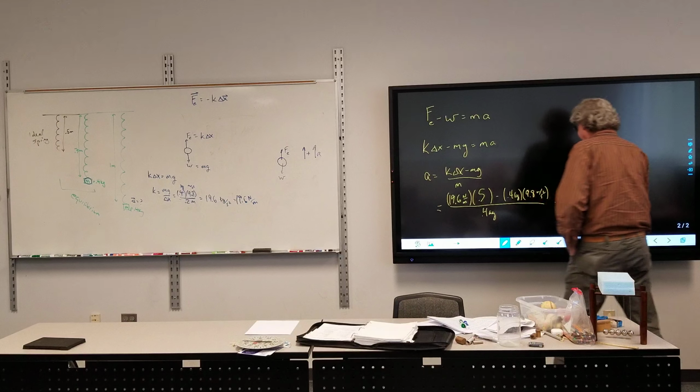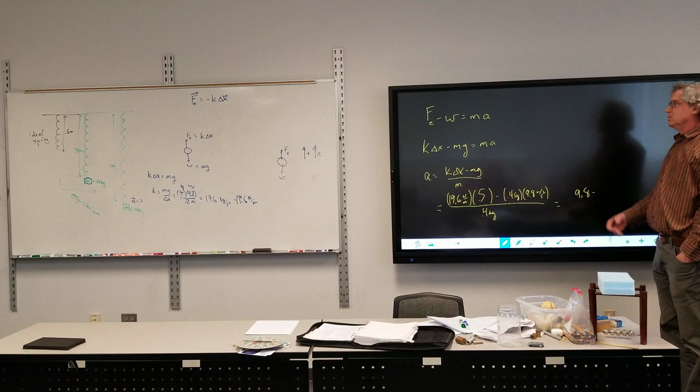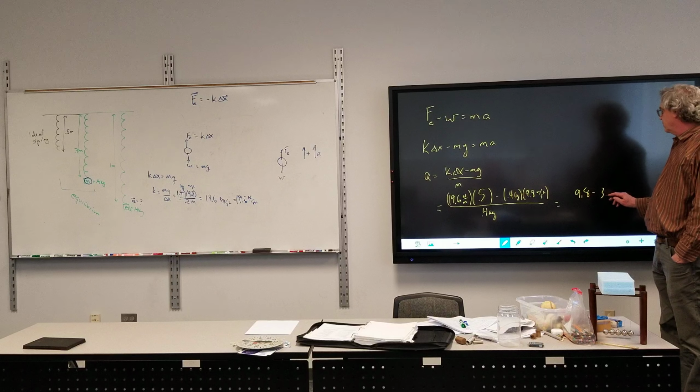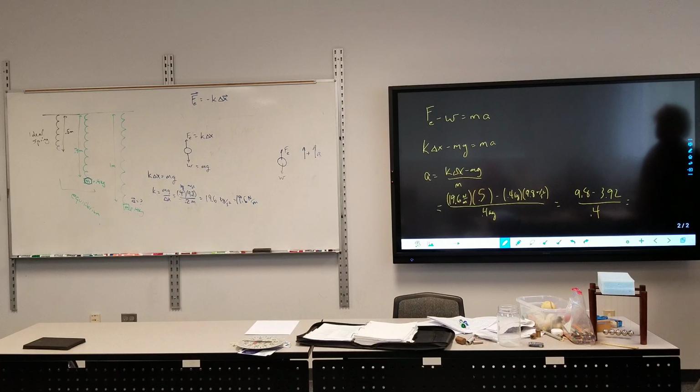So actually finishing this, we end up with 9.8 minus 3.92 over 0.4, which is 5.88 over 0.4. And we get 14.7.